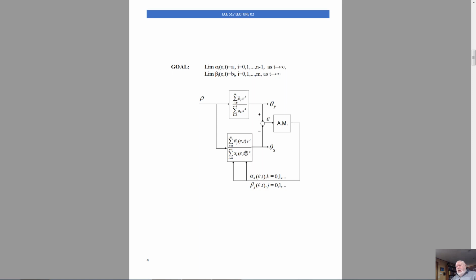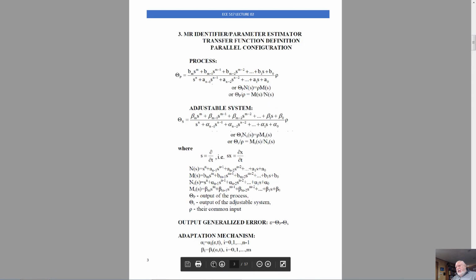These two components are connected in parallel because the same input rho is applied at this module and at this module. The responses or outputs, theta of the process and theta of the adjustable system, are compared, error epsilon is extracted, and the error is applied to the input of the adaptation mechanism, and this adaptation mechanism generates the adjustable parameters alpha and adjustable parameters beta.